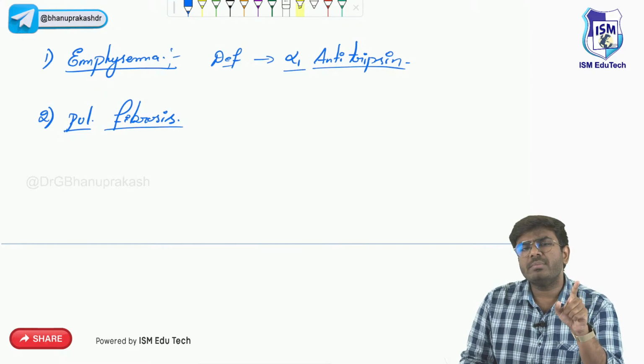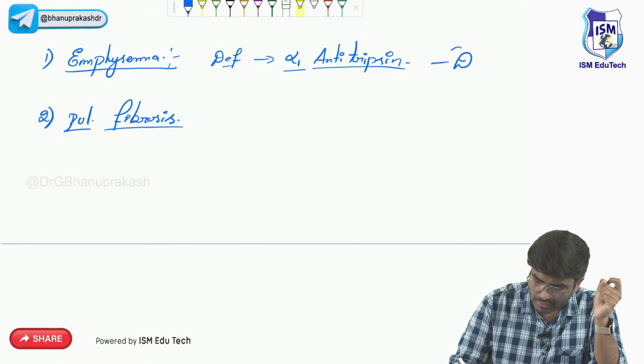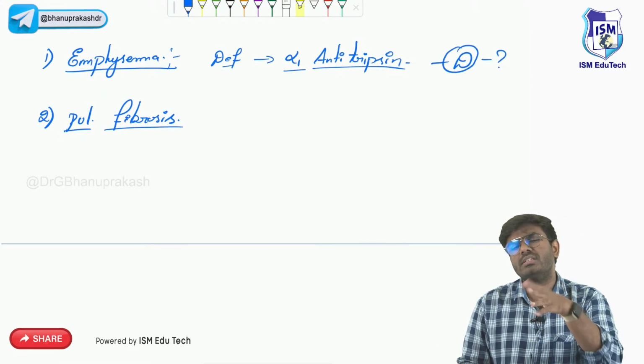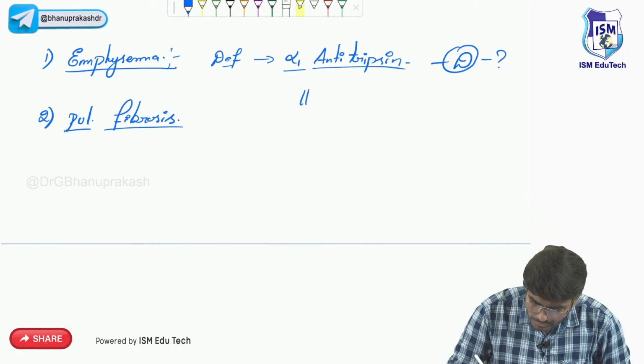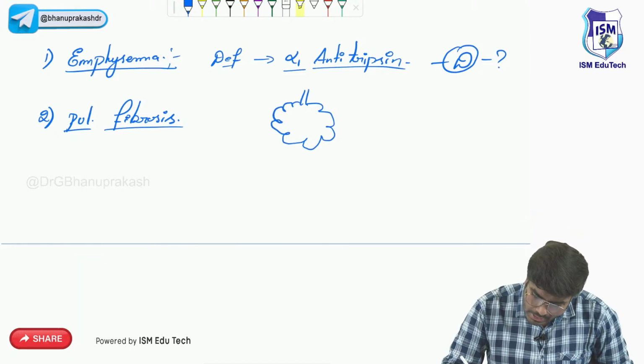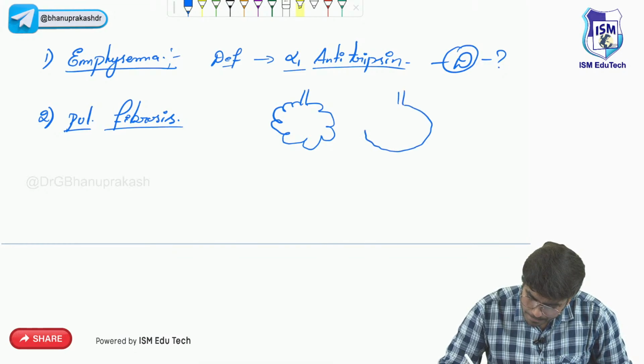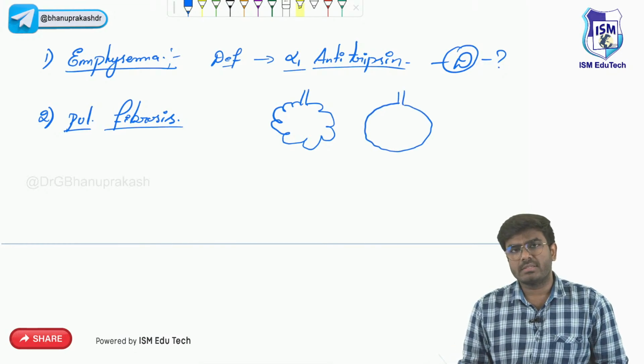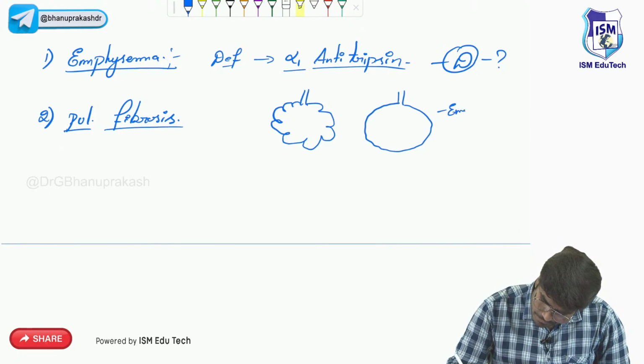Now, tell me, in the emphysema condition, what happened to the diffusion? Our topic. Does diffusion increase or does diffusion decrease? First of all, let me show you what happens. This is how a normal, healthy alveolus will be. If you have emphysema, the alveolus will become something like this. Now this is emphysema.